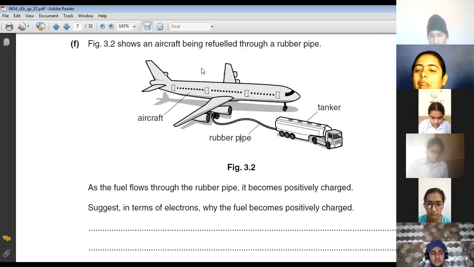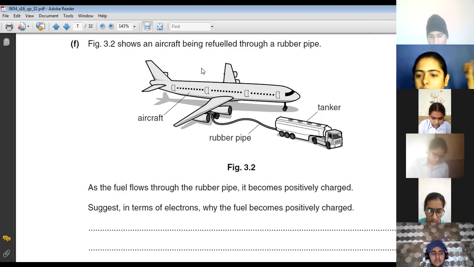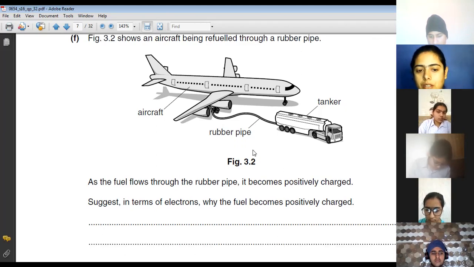So you get the positive charge only when there will be loss of electrons. Yes. You get the negative charge where there will be the gain of electrons. So that is what you have to write. Okay. So the fuel becomes positively charged because it loses the electrons. And if it becomes negatively charged, it means it gains the electrons.